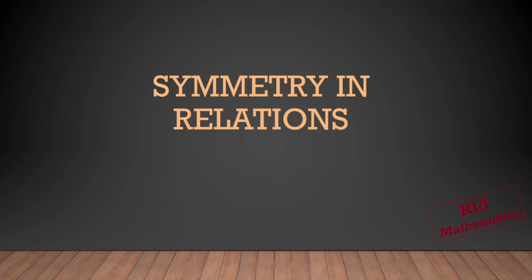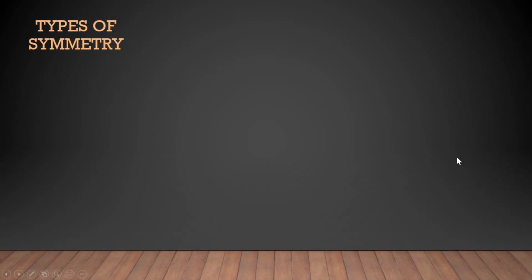Welcome back. Today we're going to talk about symmetry in relations. There are various types of symmetry. First of all, we can talk about symmetry about a line. This will just create a mirror image, like the image that we've got has been flipped across that line. We can talk about symmetry about a point, which will basically rotate the shape about that point.